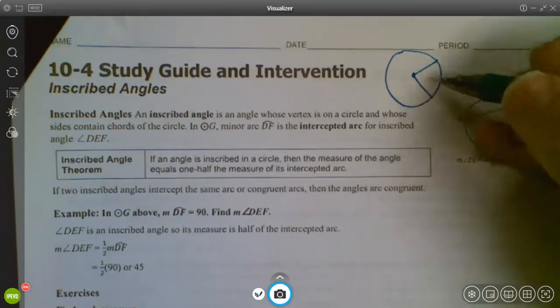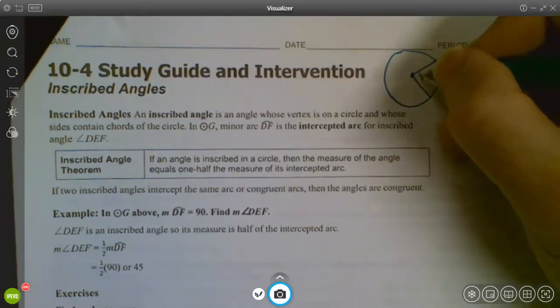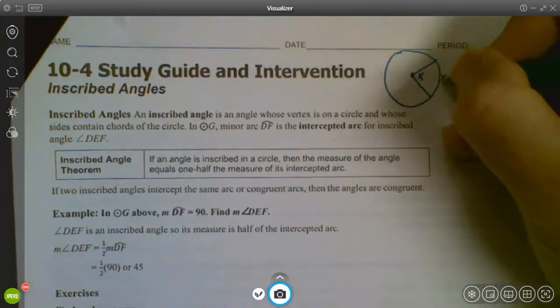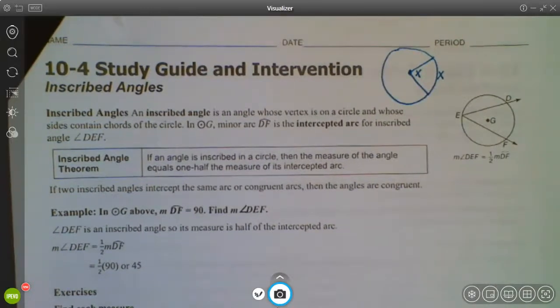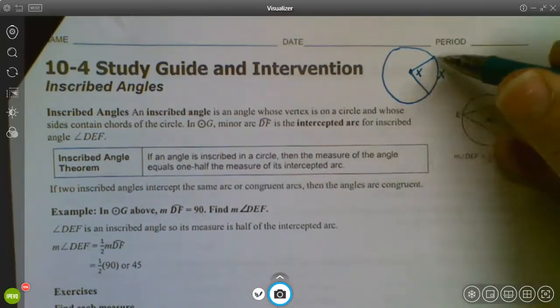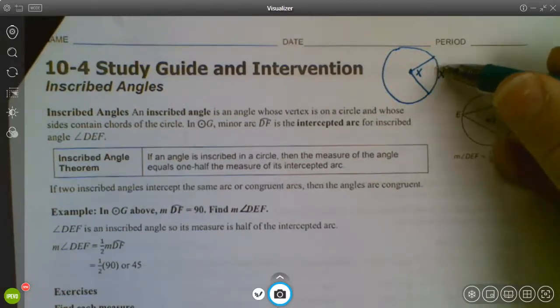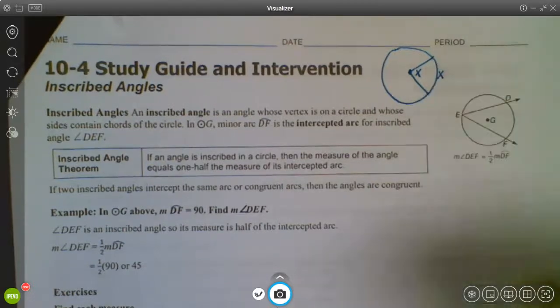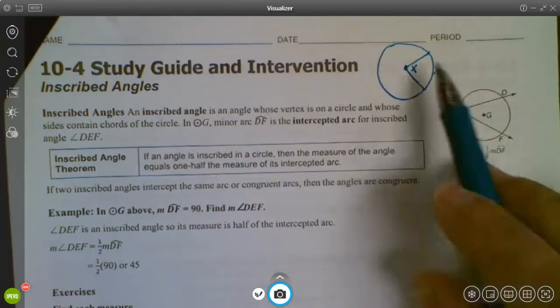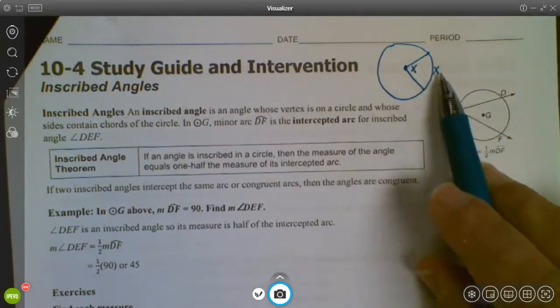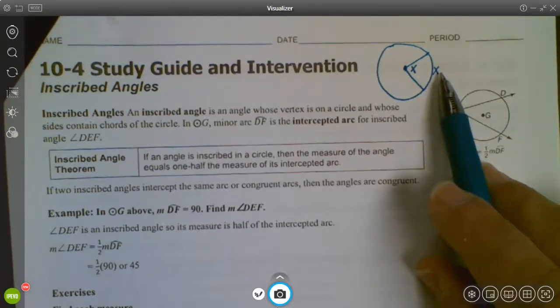With the central angle, we know that a central angle is equal to its intercepted arc. Right? So if this is the angle, this would be what we call its intercepted arc. It goes from that point to that point, and they're equal if it's a central angle. So if that was, say, 40 degrees, then this arc would also be 40 degrees.